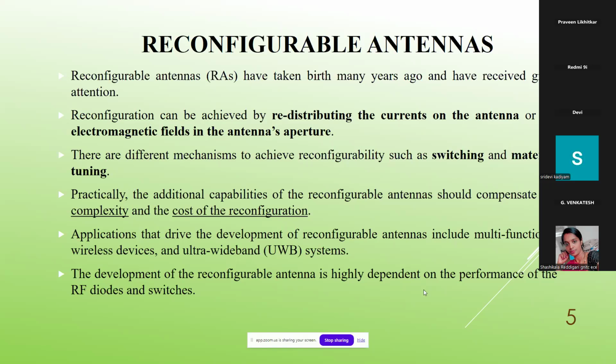Practically, the additional capabilities of the reconfigurable antenna should compensate for the complexity and cost of the reconfiguration. Applications that drive the development of reconfigurable antennas include multifunctional wireless devices and ultra-wideband systems. So these are very good applications in the direction of multifunctional applications and bandwidth, the ultra-wideband system, which has a huge bandwidth. The development of the reconfigurable antenna is highly dependent on the performance of the RF diodes and switches. Radio frequency diodes like PIN diode, varactor diodes, and switches, you can use MEMS and other switches also.